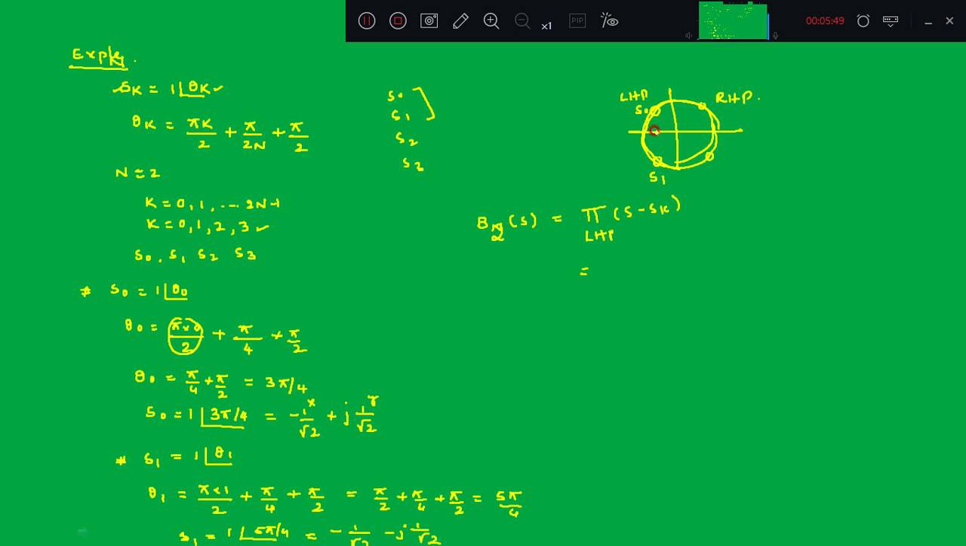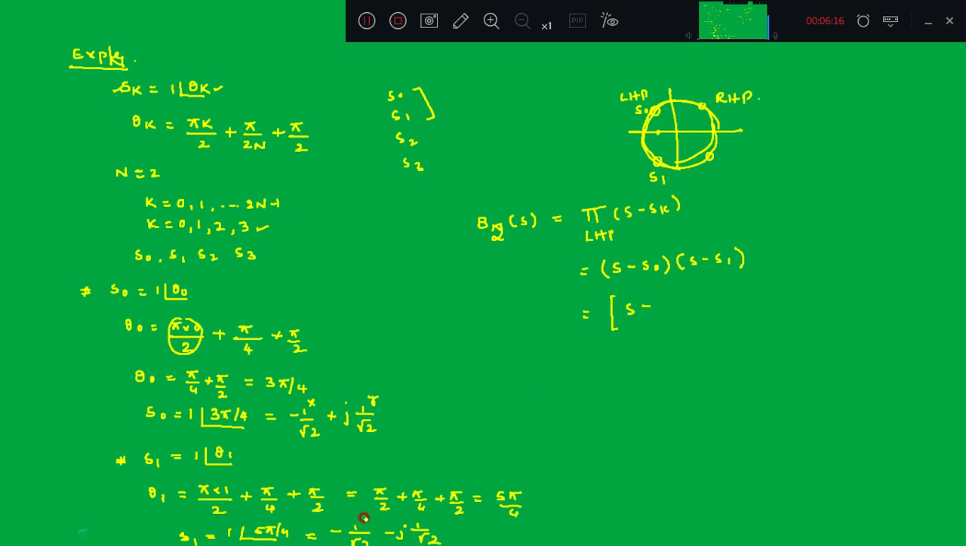So here, how many poles are located in the LHP? Only S0 and S1, right? So (S minus S0) into, so this is a product, not summation, (S minus S1).